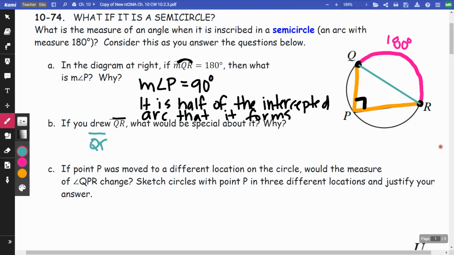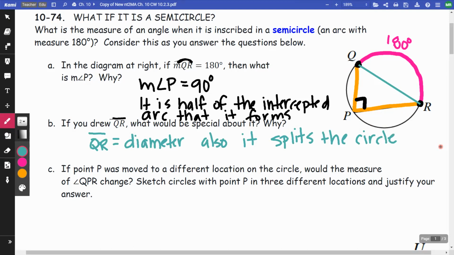So two things that it is: QR equals the diameter. Also, it splits the circle into two semicircles.